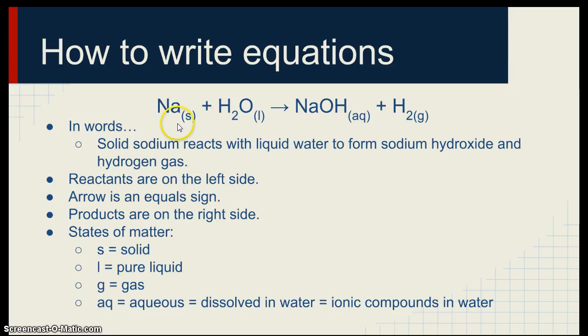Let's go back again and take another look at this one. There's one sodium over here, and there's one sodium over here. There's one oxygen over here, and one oxygen over here. But there's two hydrogens here, and on this side we have two hydrogens and then another one hydrogen, three hydrogens. This violates what we know of chemistry.